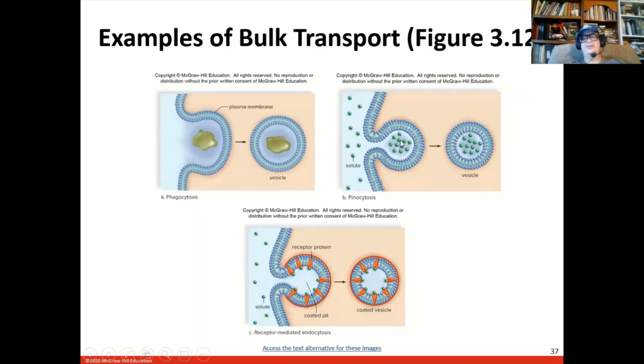Here, pinocytosis, we're pulling in fluid, little things dissolved in the fluid, that's all good. Here, receptor mediated, those little orange things are the receptors. And when the specific molecule we're looking for binds to the receptor, the cell says, yes, that's what I needed, and it pulls it in. All right.